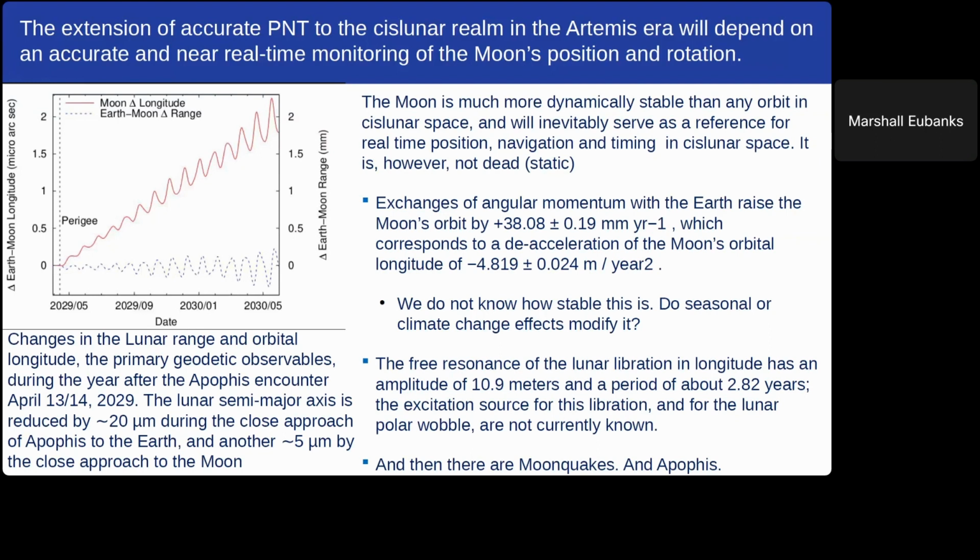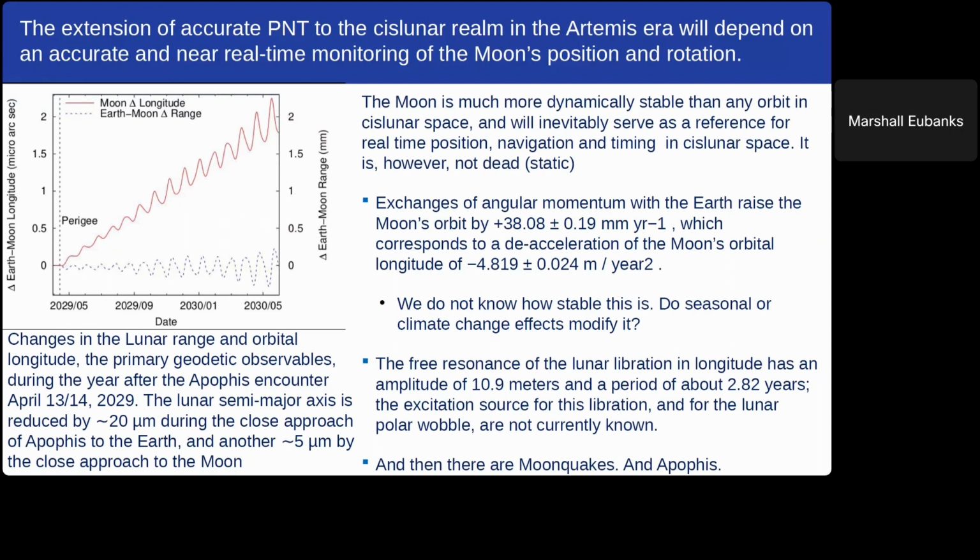We don't know anything about the details of this change on a short time scale. Is it constant? Does it vary? If it does vary, that's going to affect PNT significantly. There are free rotation resonances in the lunar libration. Their amplitudes are order meters. We don't know what causes them. They're moonquakes, we know they're moonquakes. We know things move by meters, and we don't know much about them either.